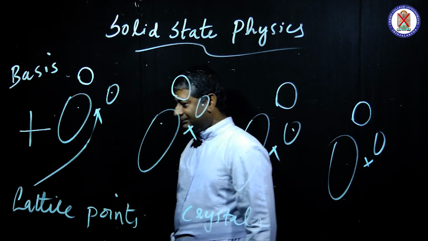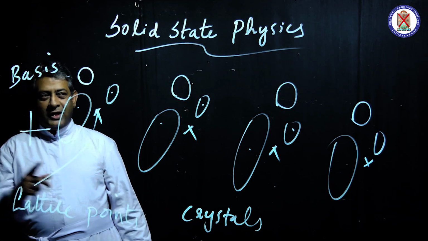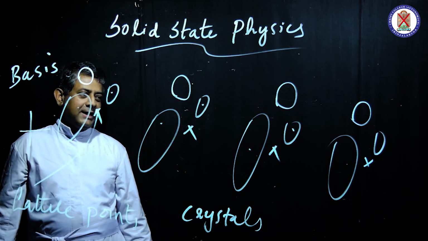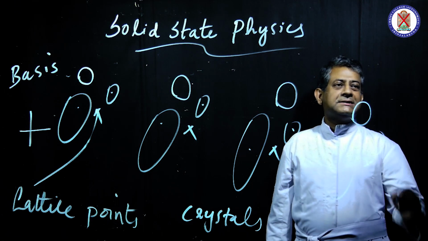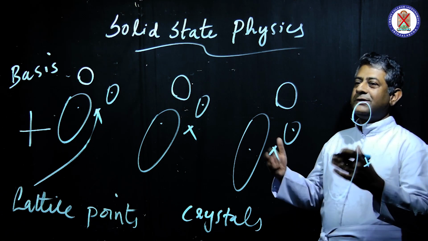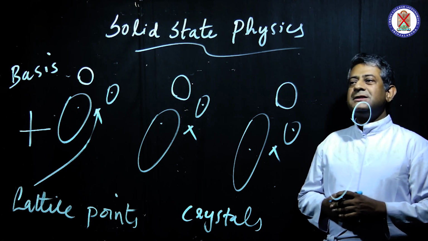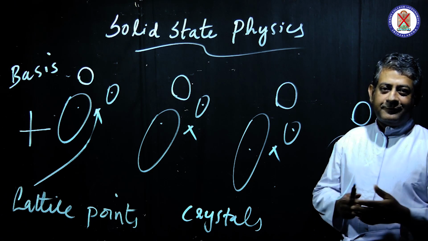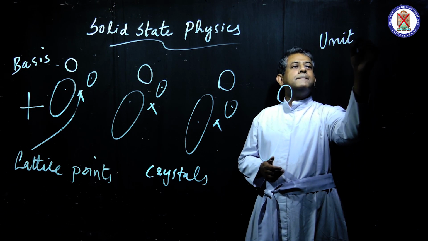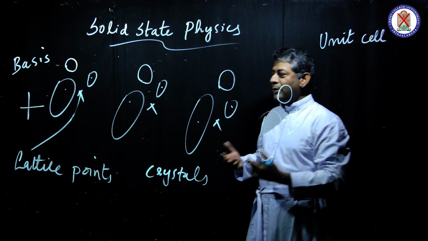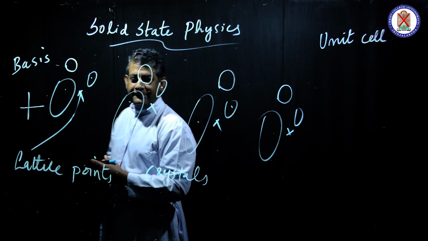Now, what is a primitive cell? What is a unit cell? Just look into the crystal, you will find some basic blocks which are getting themselves repeated. Those basic blocks which repeat themselves are called a unit cell. You repeat the unit cell, you get the entire crystal.